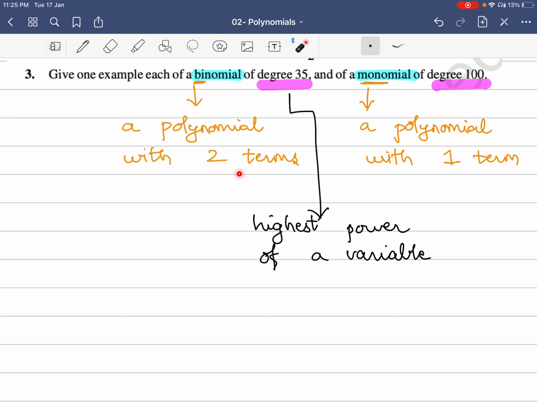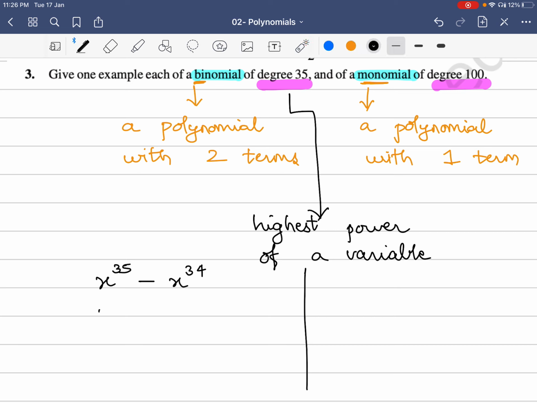So binomial can have two terms. So I'm going to just write down the answer here. Okay, so binomial will have two terms. So let's say x^35 minus x^34. Is this a binomial? Yes, because it has two terms. Does it have degree 35? Yes, it has a degree 35.